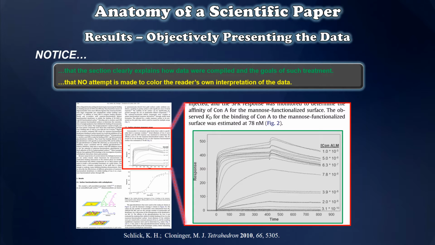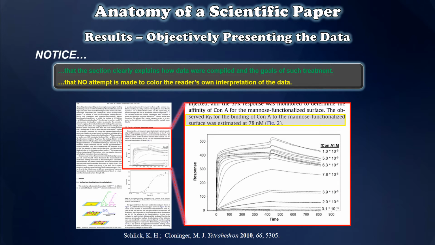constant. And second, even though they report that binding constant here, see the observed KD for the binding of Con A to the mannose functionalized surface was estimated at 78 nanomolar, they make no attempt to interpret what that binding constant means or to compare it to anything else. So they're trying to objectively present their data without passion or prejudice in a way that allows their reader to formulate their own opinions about the study before reading the opinions of the study authors.